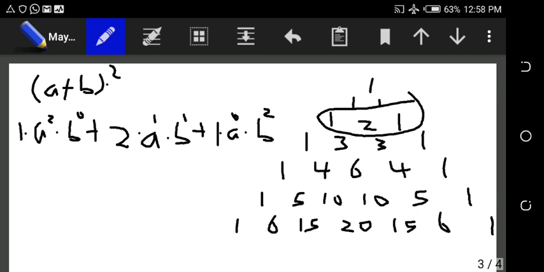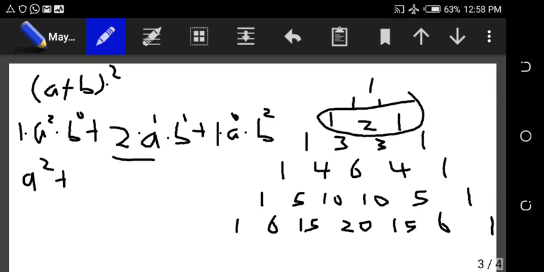So I have here, considering this, 1 times a raised power 2 times b raised power 0. Now b raised power 0, you know it is 1, because anything raised to the power of 0 is 1. So what I have here is 1 times a raised power 2 times 1. And 1 times a raised power 2 is a raised power 2, then a raised power 2 times 1. So here we'll evaluate to a raised power 2.